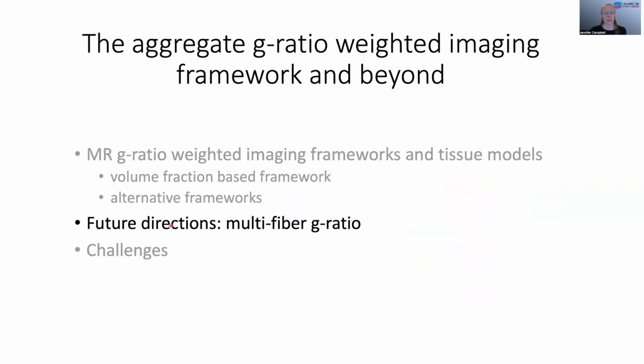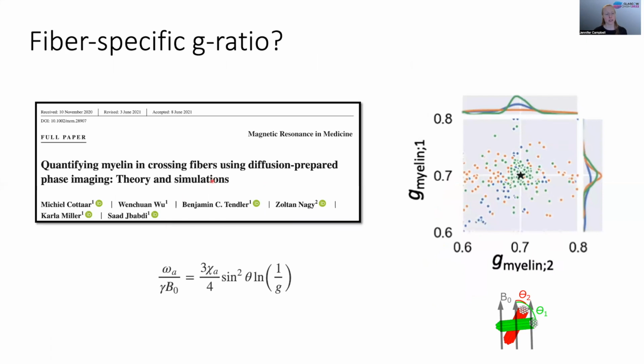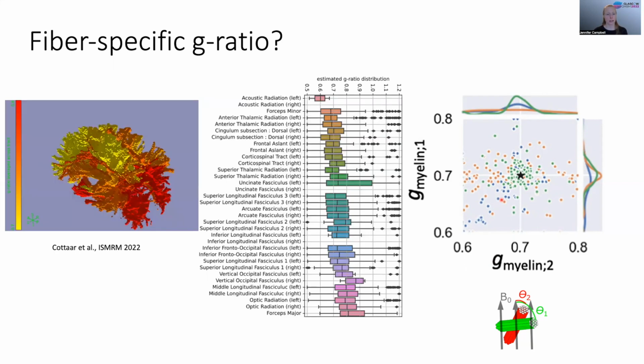So now I'll talk about future directions in estimation of the G ratio for multiple fiber populations in a voxel. So when I talked about the diffusion-prepared phase imaging of Mikhail Katar's work, in fact, this approach allows for the estimation of a G ratio for multiple crossing fiber populations that are oriented at different angles to the main magnetic field in the voxel. So this was showing simulations of two fiber populations, and he's recently shown in vivo results where he's showing the average G ratio along a tract, where when he averaged, he chose the G ratio of the fiber orientation that lies along that tract.